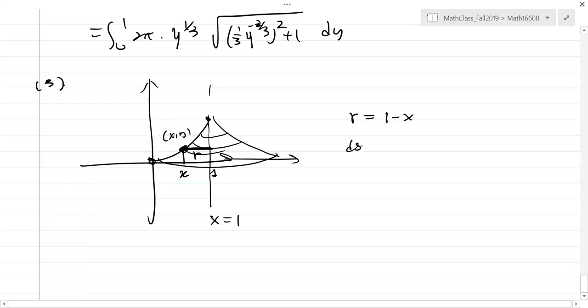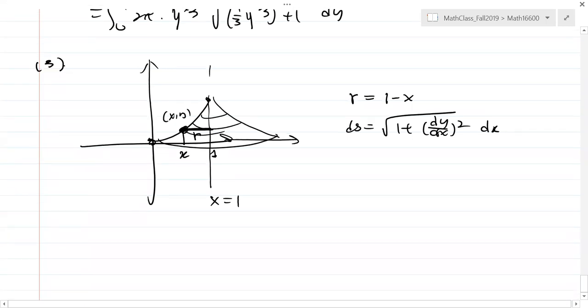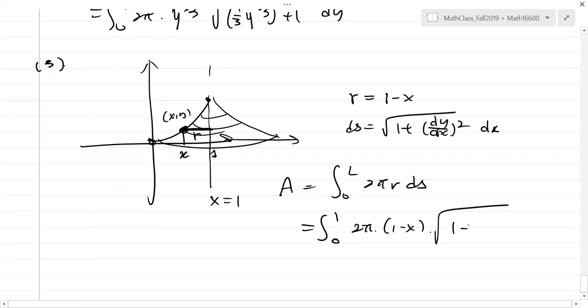And then ds is still equal to, because if you want to use the x variable, it's the square root of 1 plus (dy/dx) squared, then dx over there. Y depends on x, it's given. Y is going to be x cubed. So the area is still the same formula, 2 pi r ds. Everything depends on x. X changes from 0 to 1, 2 pi, and r is going to be 1 minus x, times this dx. What is y? Y is x cubed, then differentiate, you get this. That's a small change.